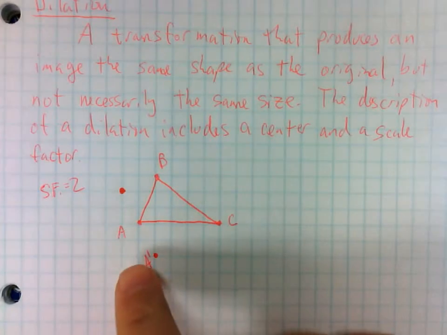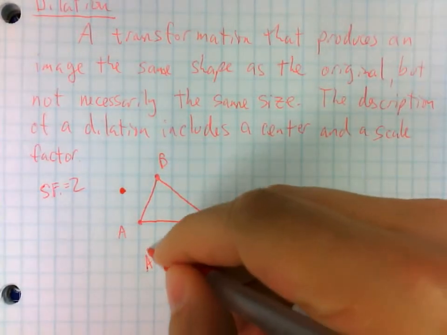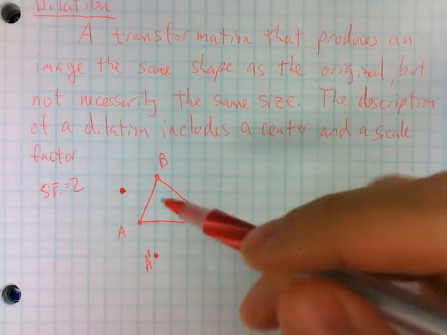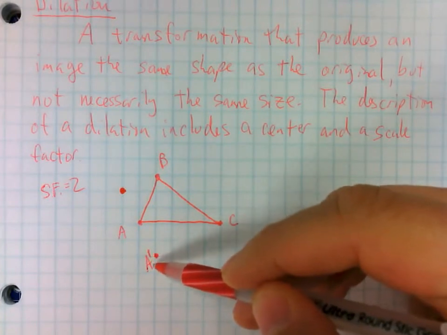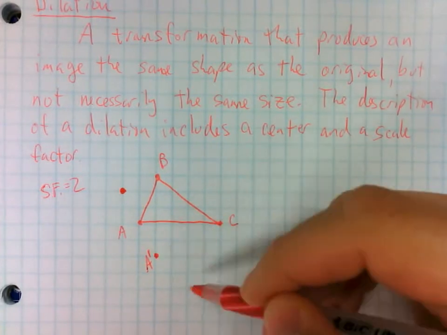Now, the way that we denote that we've moved the point is with this little apostrophe. So this is A, this is A prime. So when you see this little tick mark, what that tells you is that's the new point. This was my original image, and then this is the new point.